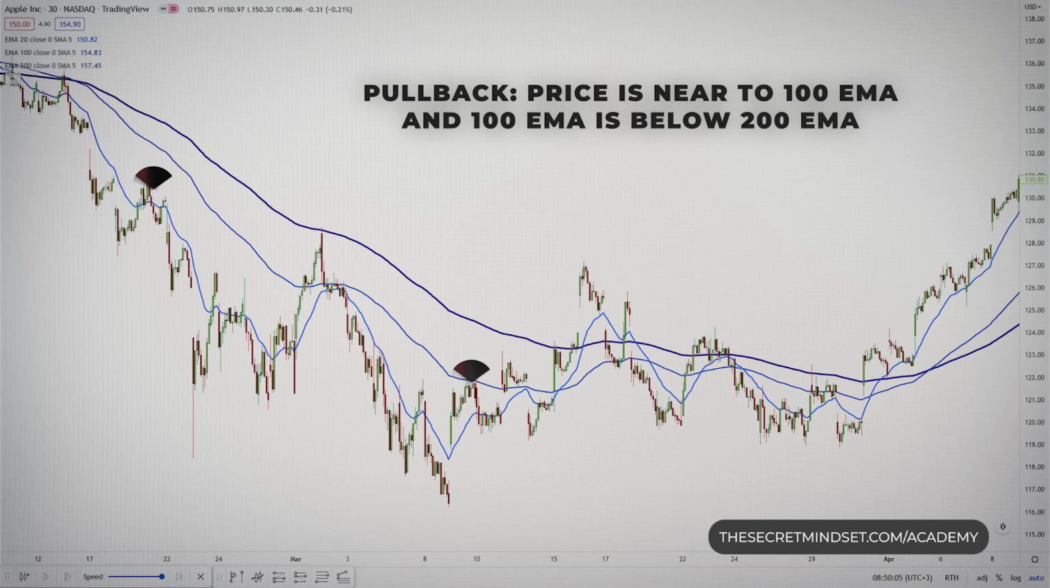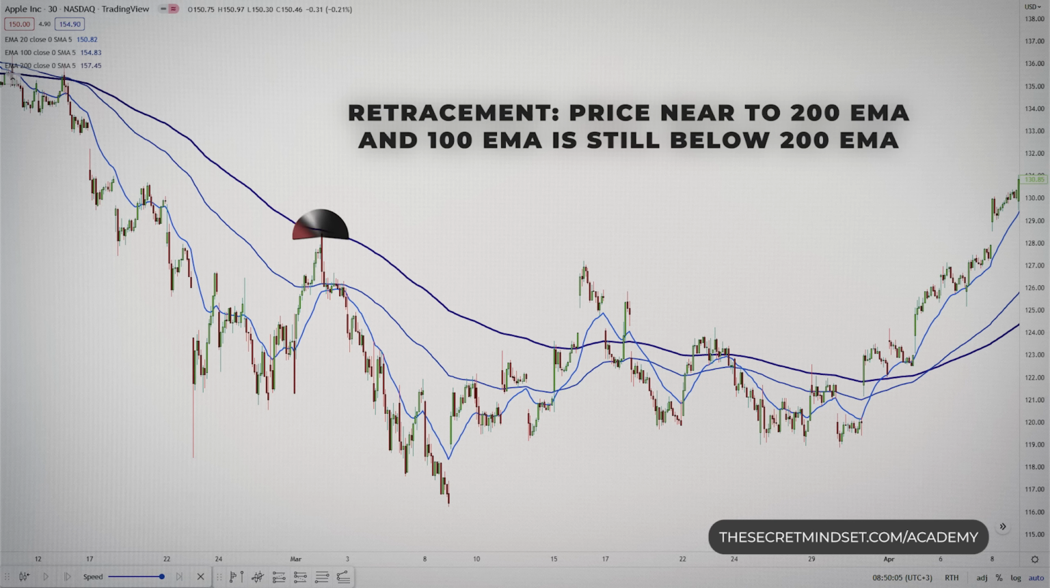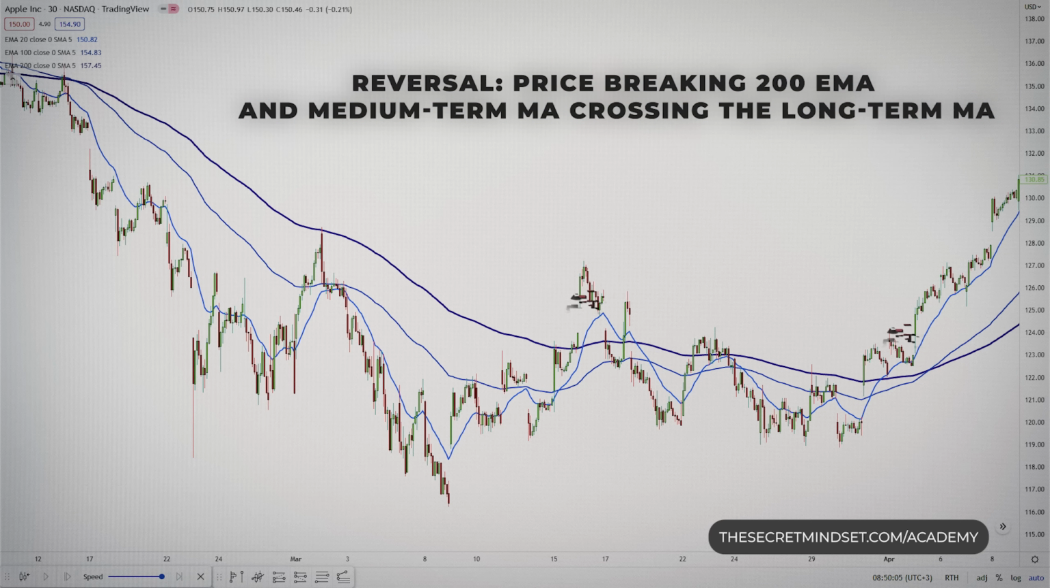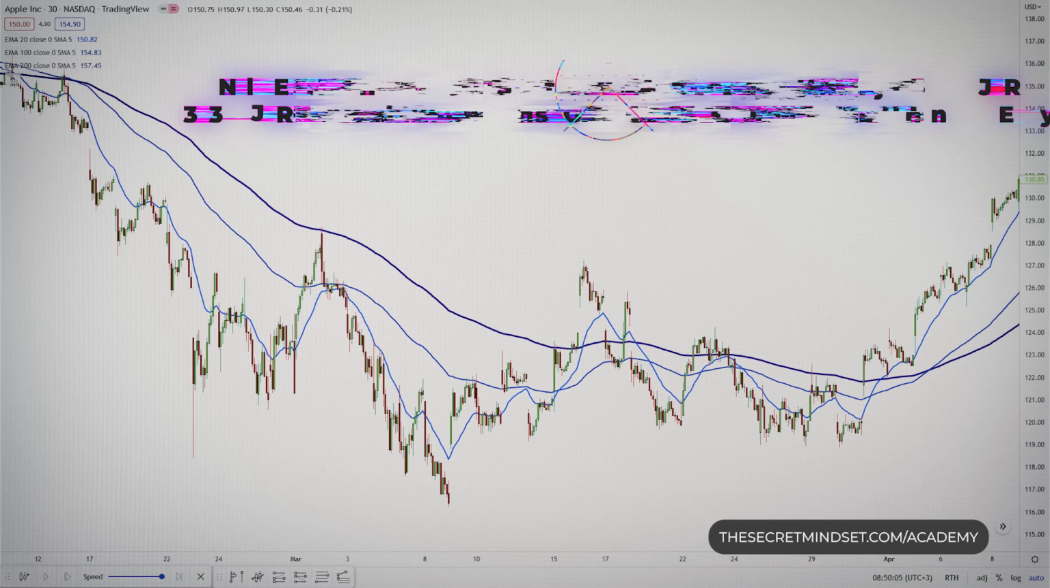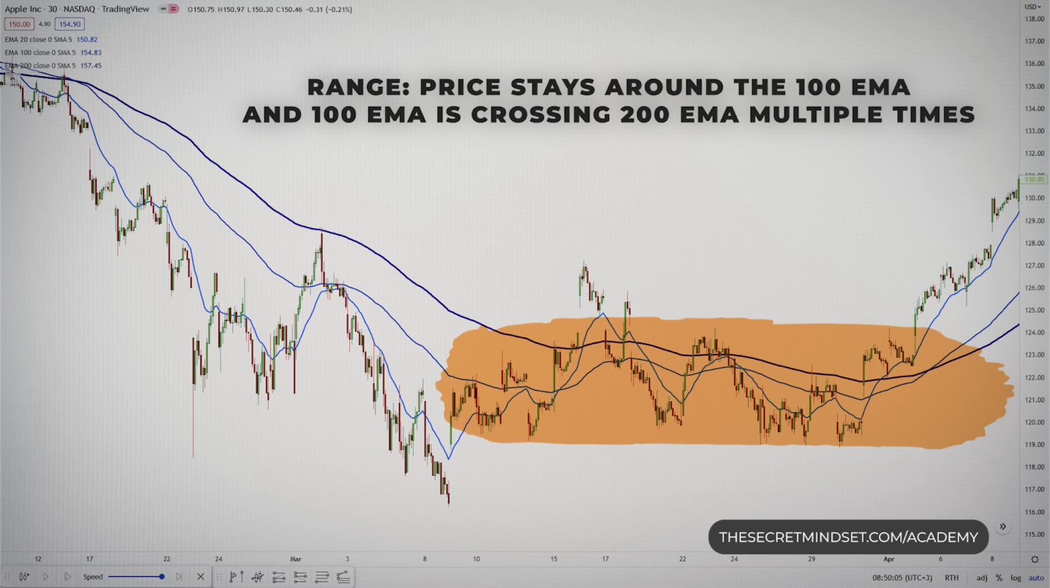Here's a pullback. Price is near the medium-term 100 EMA, and the 100 EMA is below the long-term one. Here we have a retracement. Price is near the long-term moving average, the 200 one, and the 100 EMA is still below the 200 EMA. Here's a reversal. Price is breaking the 200 EMA, and the 100 EMA crossed above the 200 EMA. And here's a range. Price stays around the 100 EMA, and the 100 EMA is crossing the long-term one multiple times.